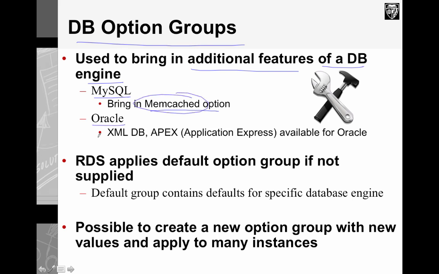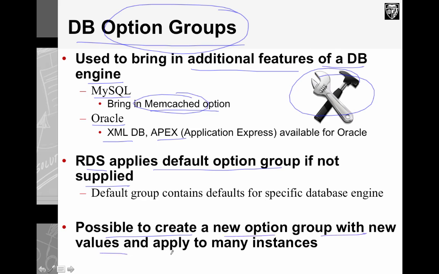For example, in Oracle, if you bring in an Oracle instance, you get the base Oracle instance, but what if you want XMLDB or Apex? That's also available, and you bring in those options using the DB option groups. So you can think of DB parameters and DB options as the mechanism by which you can configure and set your database. Once again, RDS applies a default option group if you've not already supplied one, and it's possible to create a new option group with new values and apply it to many instances of the database.